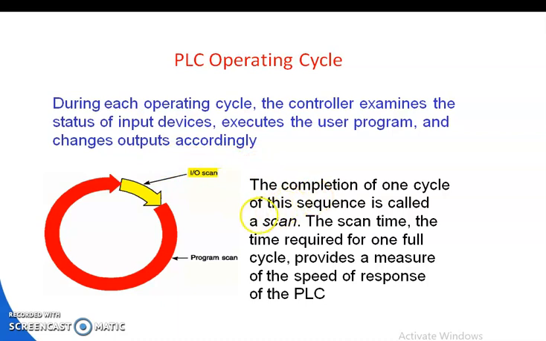The completion of one cycle of its sequence is called a scan. Suppose we start from this portion and return back to the original position, the sequence thus followed is known as a scan. The scan time, the time required for one full cycle, provides a measure of the speed of response of the PLC.